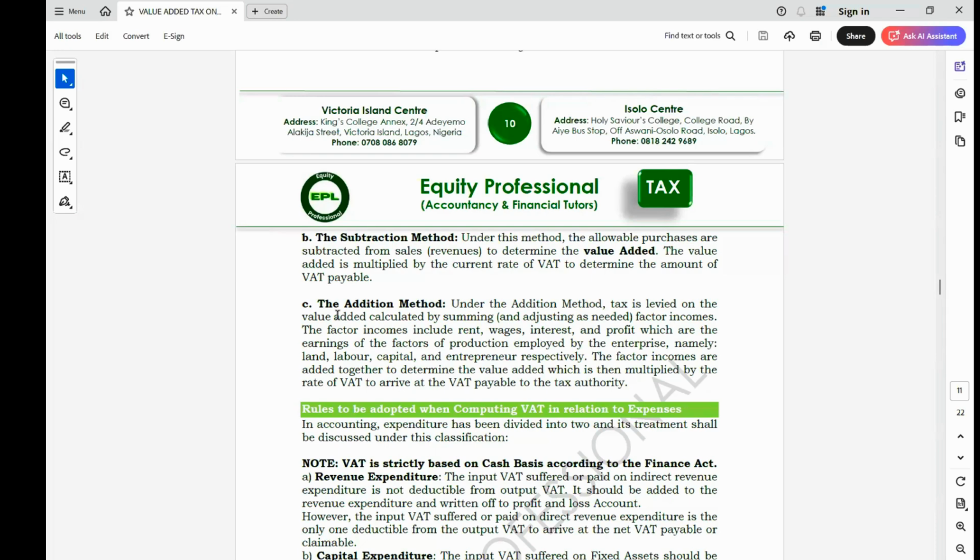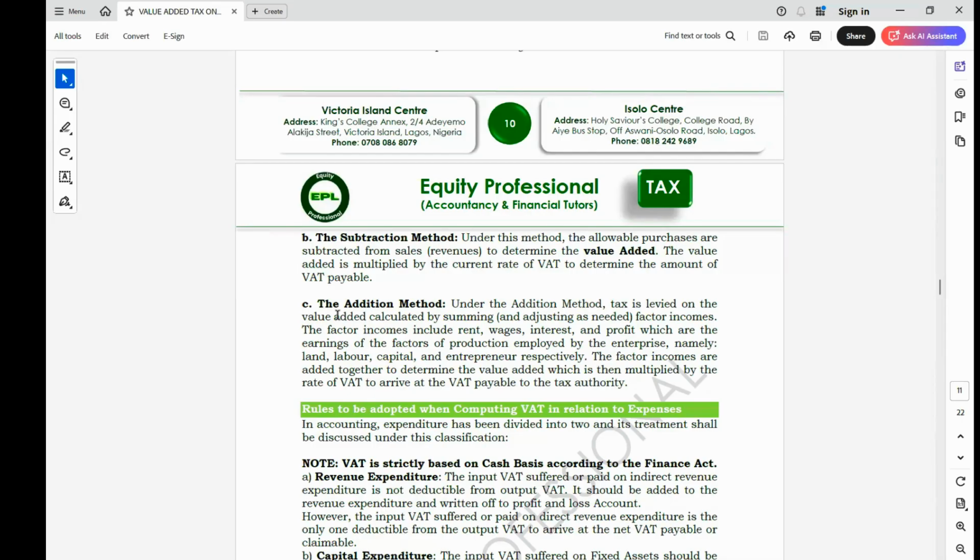of computing VAT. Where you are going to be asked for any of these methods, the examiner will specify for it. But when the examiner does not specify, please take note that you have to use the invoice credit method.